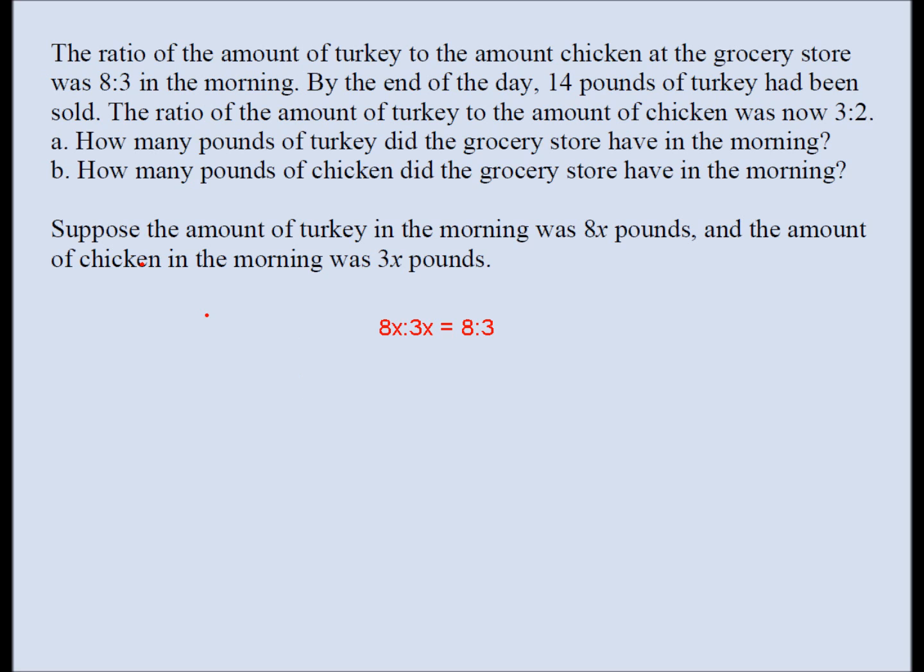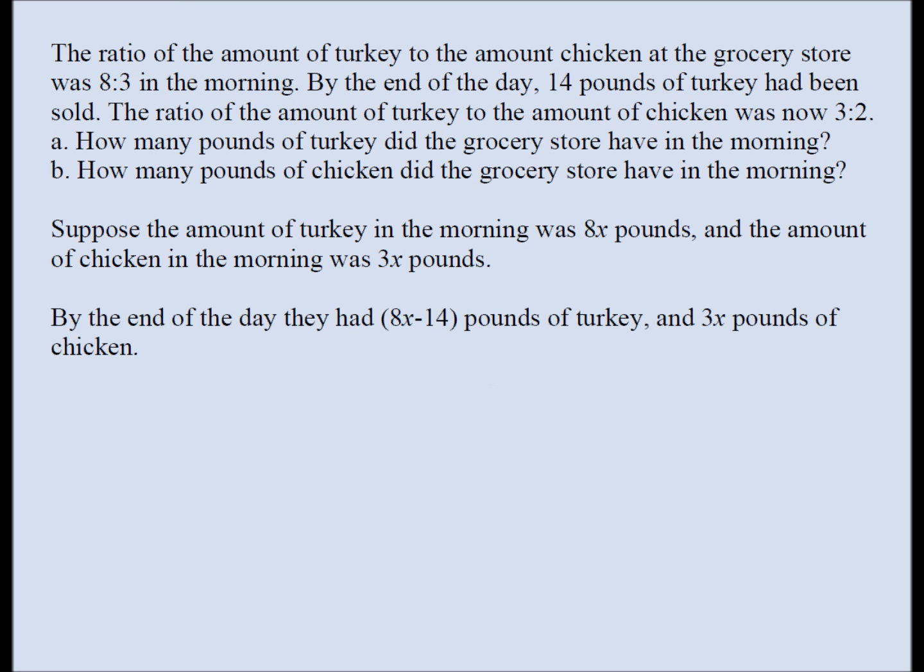So we're claiming that if you assume they had 8x pounds of turkey and 3x pounds of chicken, it's consistent with our assumption regarding the ratio. Now, they sold 14 pounds of turkey. So by the end of the day, they had 8x minus 14 pounds of turkey, and they didn't sell any chicken, so they still have 3x pounds of chicken.